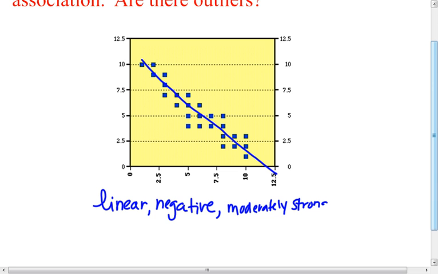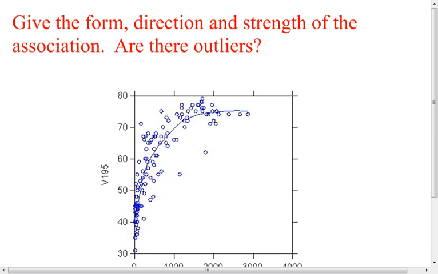And then I'm going to look for any outliers. And I don't have any outliers. If I had outliers, there'd be one like here or something that doesn't fit the pattern. Okay? So linear, negative, moderately strong, and no outliers is how I would describe this distribution. I don't know what this scatter plot is about, or I would write a sentence about it, I would put it in context, okay?